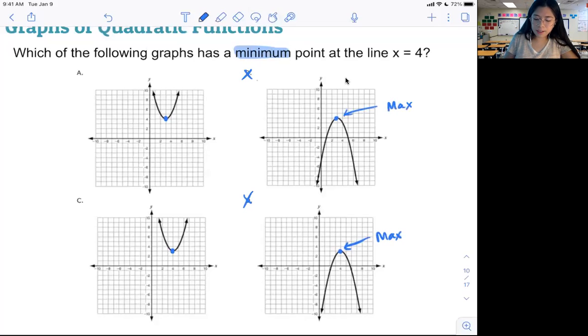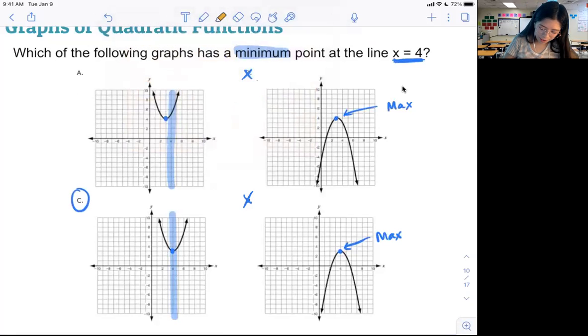And then it's telling me to look at the line x equals 4. So x equals 4, we look at the x value. Here's x equals 4 on this graph, and here's x equals 4 on that graph. Which one has the minimum point at x equals 4? A or C? C. A, if the question were to ask the point at line y equals 4, then you'd choose A, but it's asking x. That's exactly right. I was just going to say that.